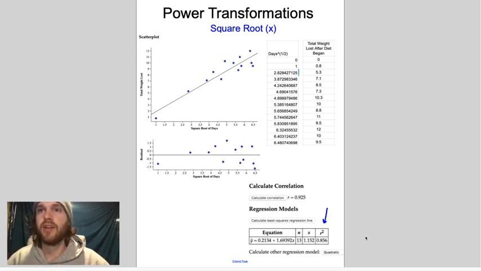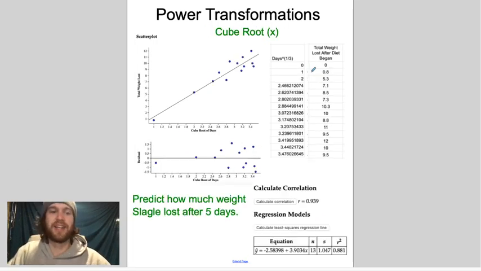So a good indicator that this is a better model than the one that we chose before is looking at S and R. It's looking at the residual plot. It's looking at the general linear trend that we have. So I chose square root here. It's one way to do it. But what about the cube root? Let's take a look at the cube root.